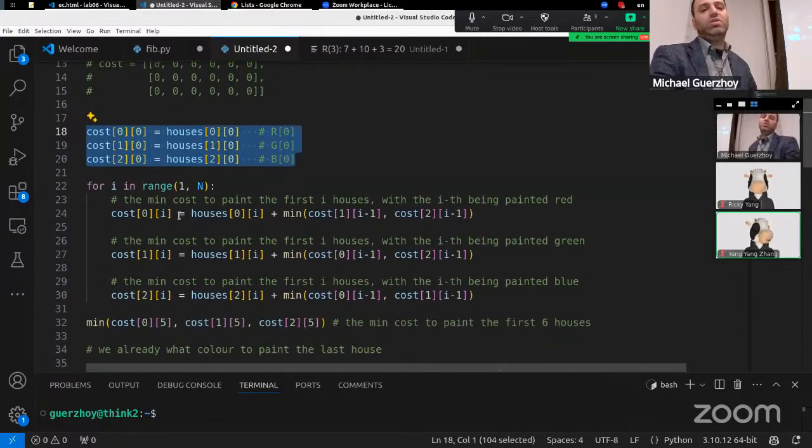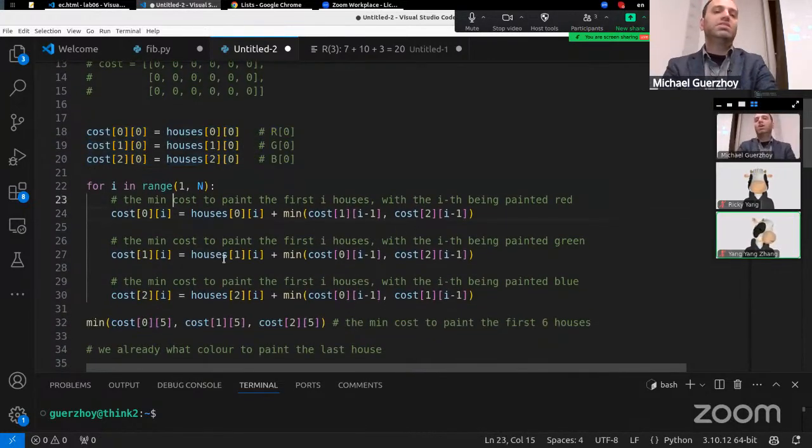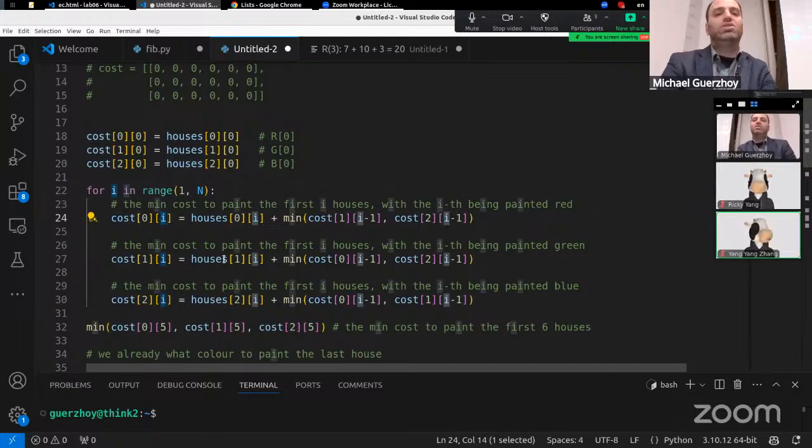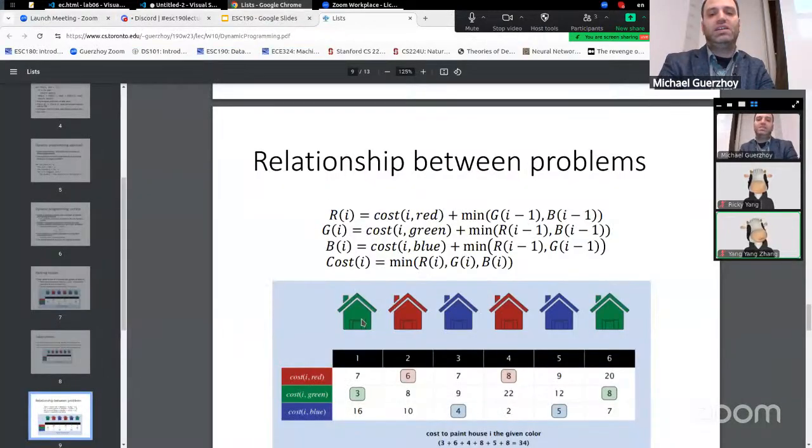So what we've got to do is compute the cost now for I equals 1, right? We filled out the 0th column, and now we're moving on to column number 1. So what's the total cost of painting this guy red? Well, it's 6 plus the smaller one of the cost of green and everything to the left, or the cost of blue and everything to the left.